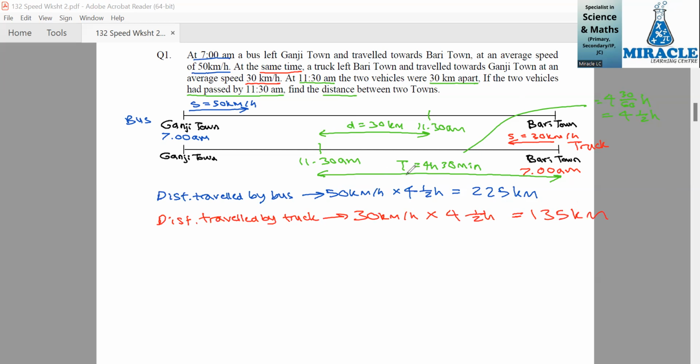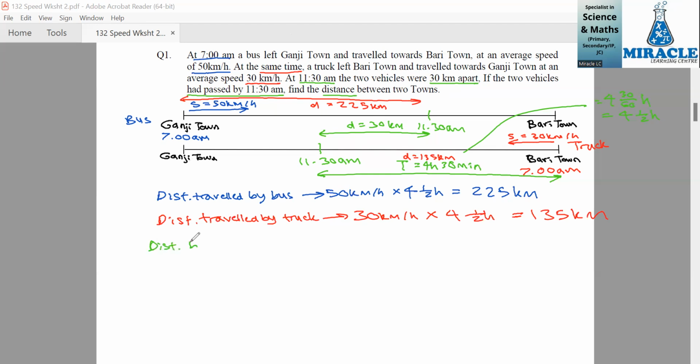So we know that this distance is 135 km. And this distance is 225 km. So if you want to find the distance between two towns, we can add up 225 and 135 minus 30 km, because you realize that 225 and 135 already include a 30 km, so we need to minus off.